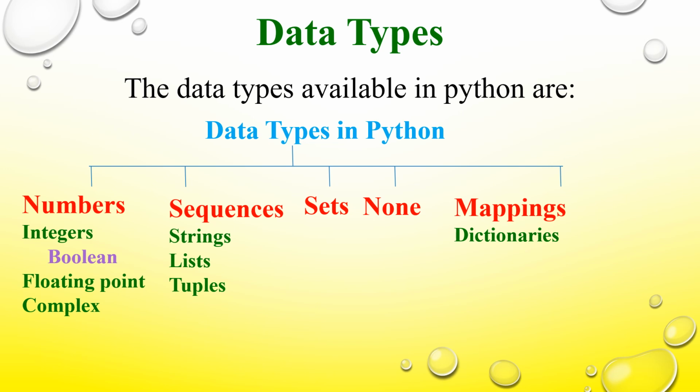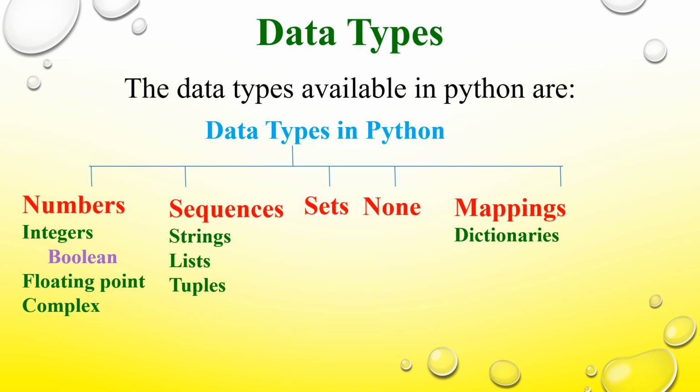Integers are used for storing whole numbers. Boolean is a subcategory of integer. It is used for storing a Boolean value that can be either true or false. Floating point is used for storing a float number, that is, real numbers with a decimal point. Complex is used for storing a complex number. Each of these can be used for storing a single value.